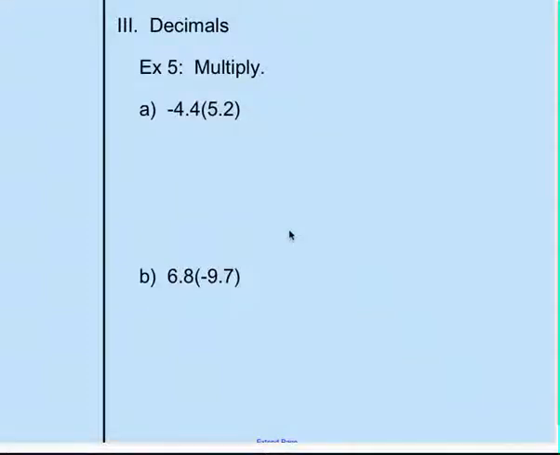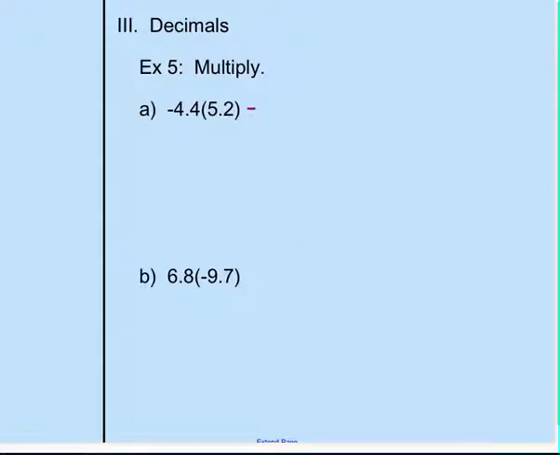And our last topic is multiplying decimals. And multiplying decimals is similar to multiplying double-digit numbers. So I'm going to set these up using the box method and distributive property. So again, you can choose which method you like. So I'm going to start off with the box method.